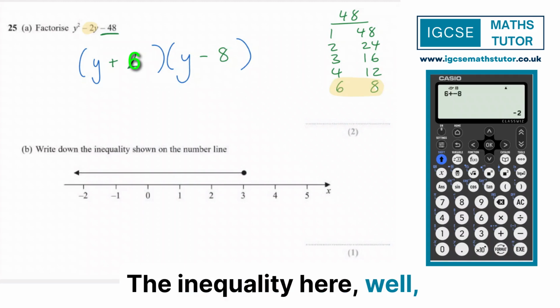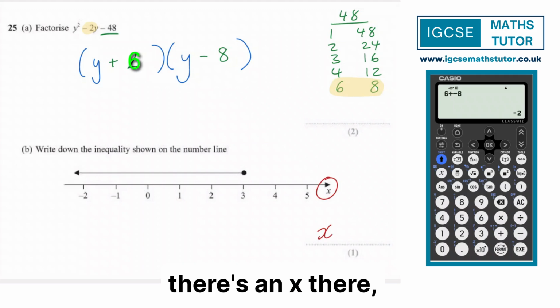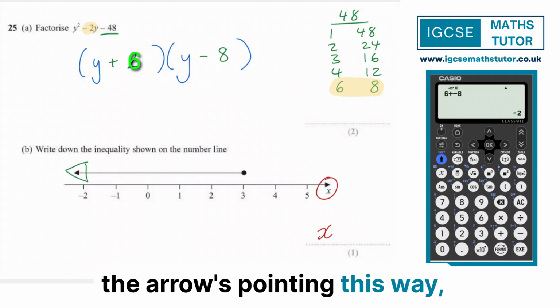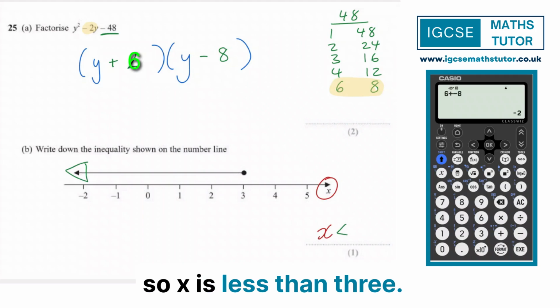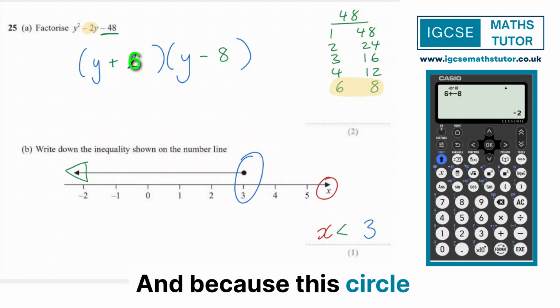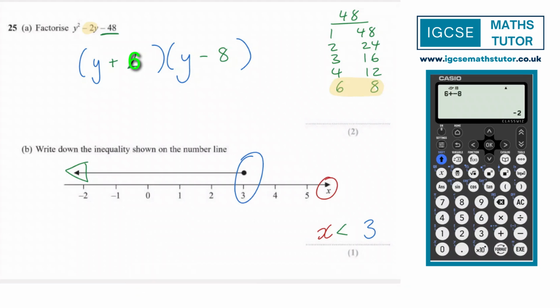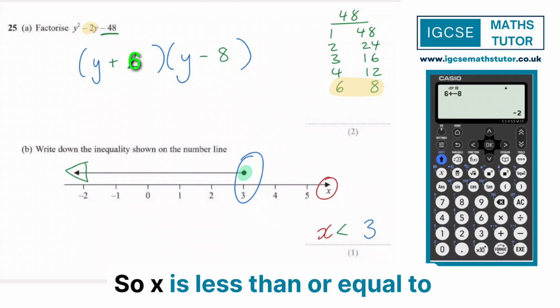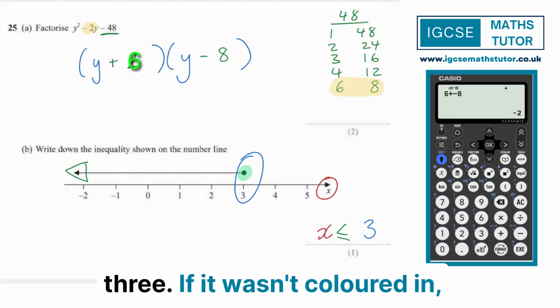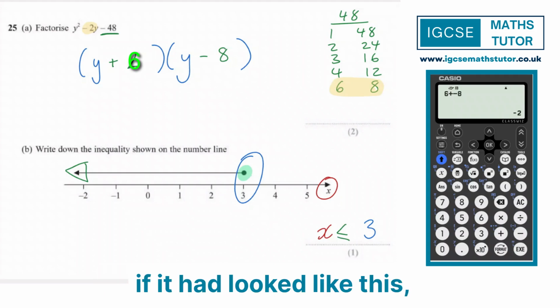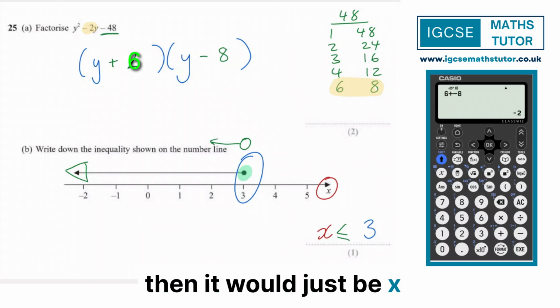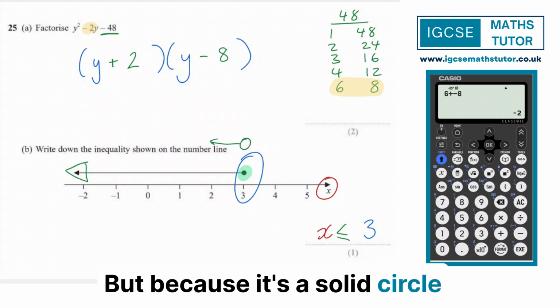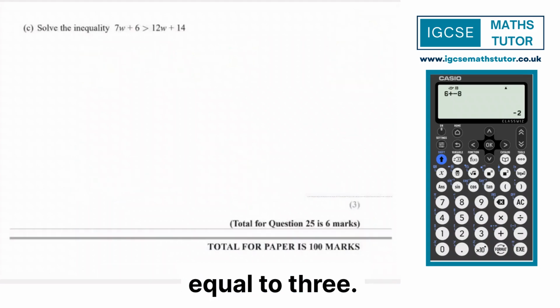The inequality here, well, there's an x there. The arrow is pointing this way. So x is less than 3. And because this circle is solid, it means it includes 3. So x is less than or equal to 3. If it wasn't colored in, if it had looked like this, then it would just be x is less than 3. But because it's a solid circle, x is less than or equal to 3.